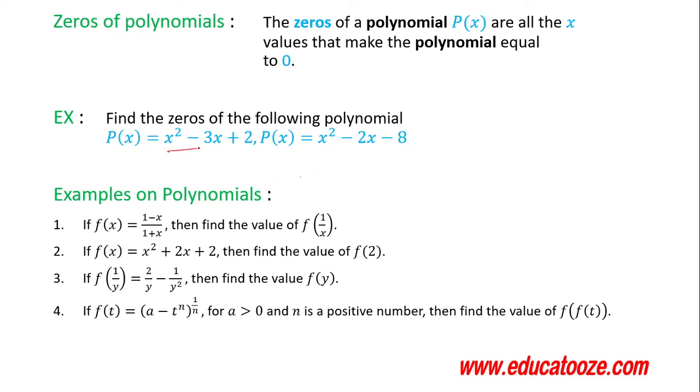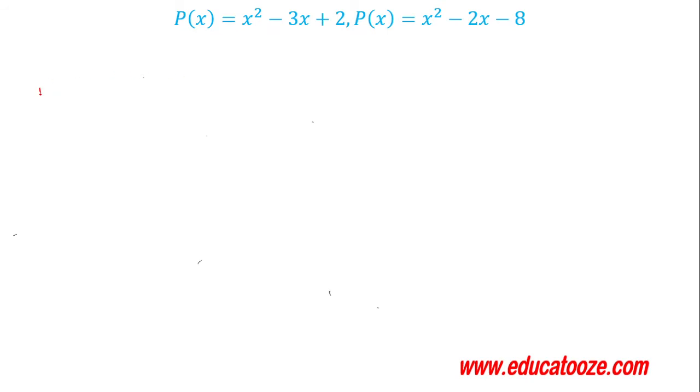Let's see this example. P of x equal to x square minus 3x plus 2. Let us solve and find the zeros of the polynomial for this particular example. To find the zeros, what is the first step? We need to put p of x equal to 0 and find the value of x for which the polynomial satisfies p of x equal to 0. That means x square minus 3x plus 2 equal to 0.